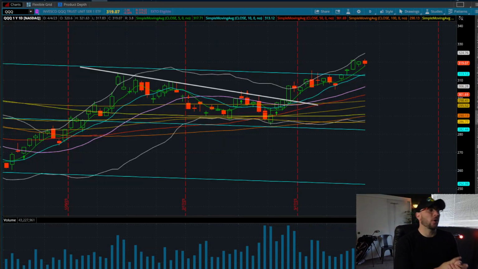Let's go ahead and take a look at the overall markets. We're going to start off with the triple Qs, which is the NASDAQ 100.